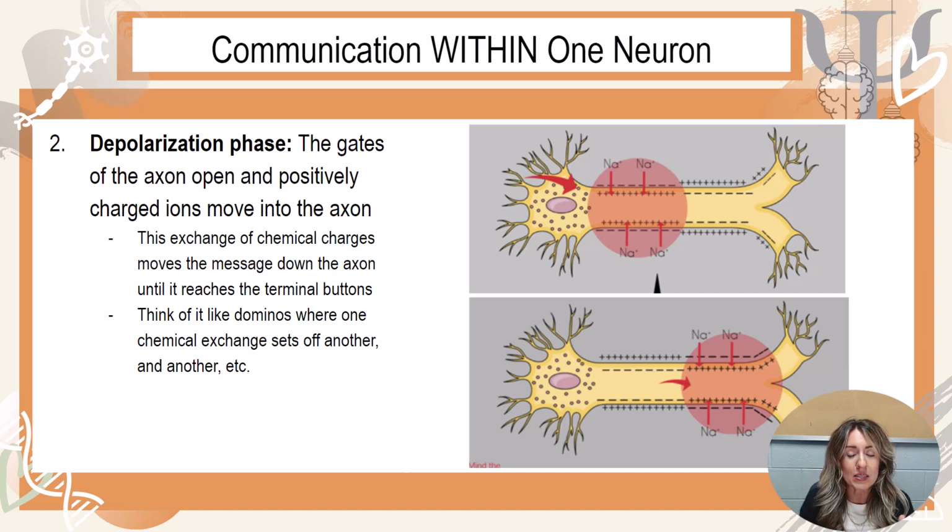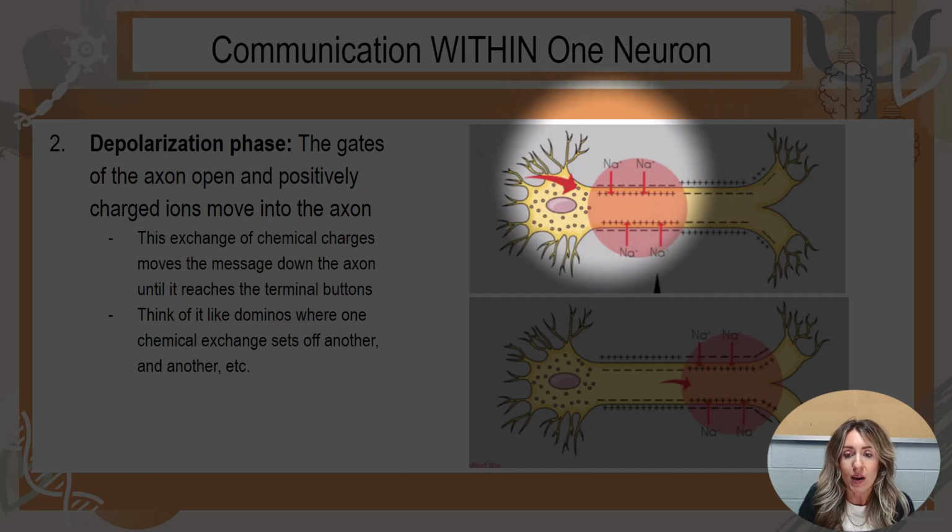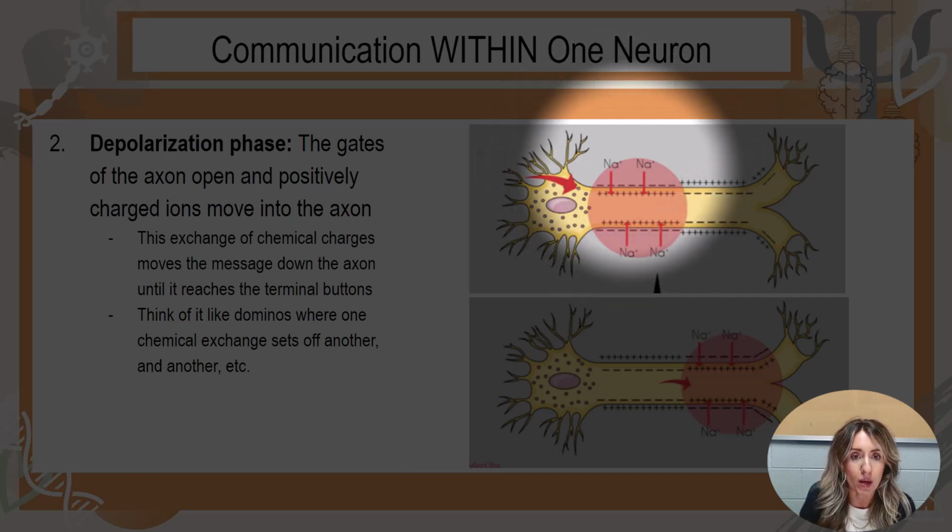I want you to think about this like dominoes: one triggers the other, triggers the other, triggers the other. If you take a look at this diagram, you see these positive ions. They are sodium ions, Na, but you don't need to know what kind of ion they are. Just know that positive ions are floating in.